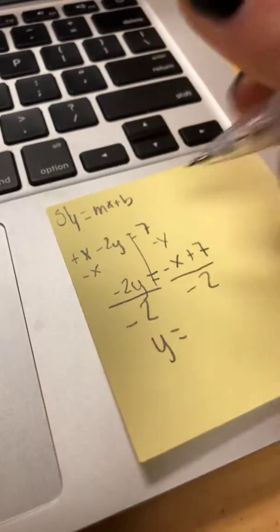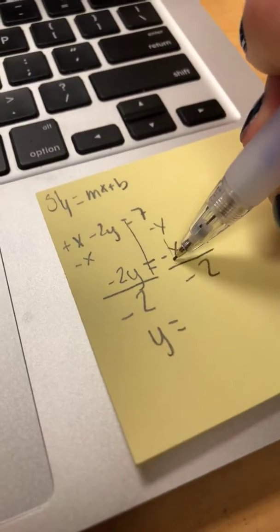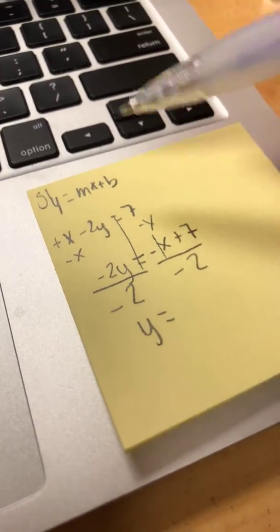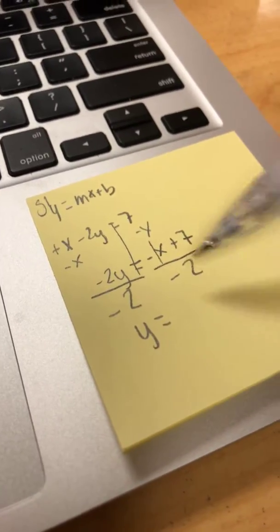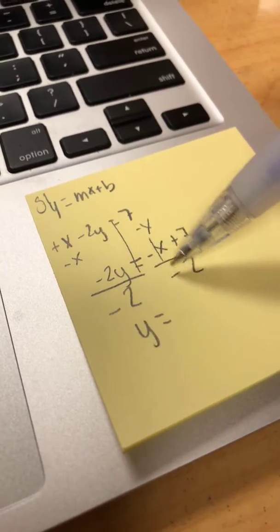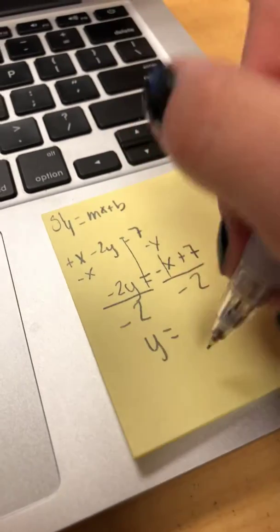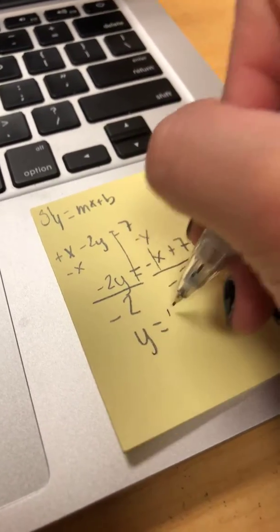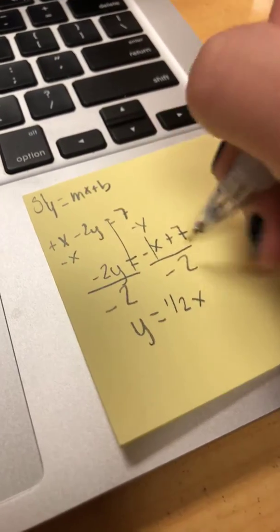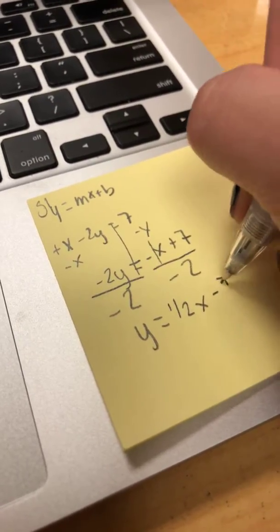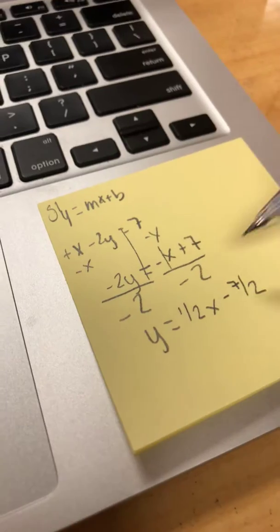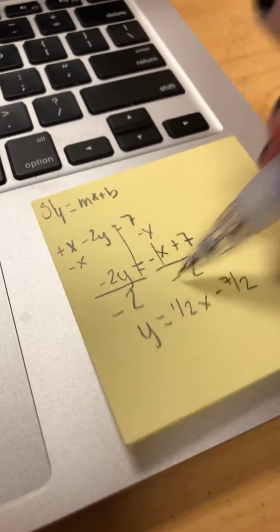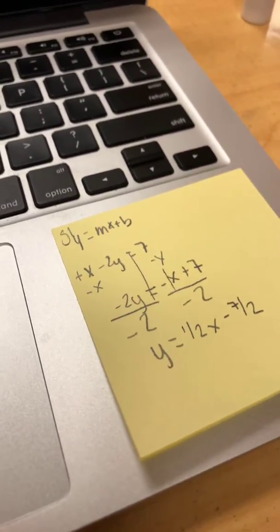I end up with y equals, so this always had our negative 1, right? Our coefficient, if it's not there, is always 1. So this says negative 1 divided by negative 2. That ends up equaling a positive because a negative divided by a negative is a positive. 1/2 x, and my y-intercept is negative 7 halves because a positive divided by a negative is a negative.